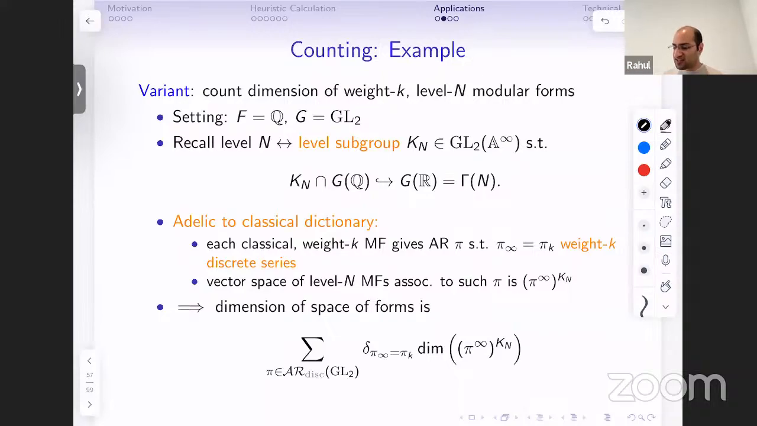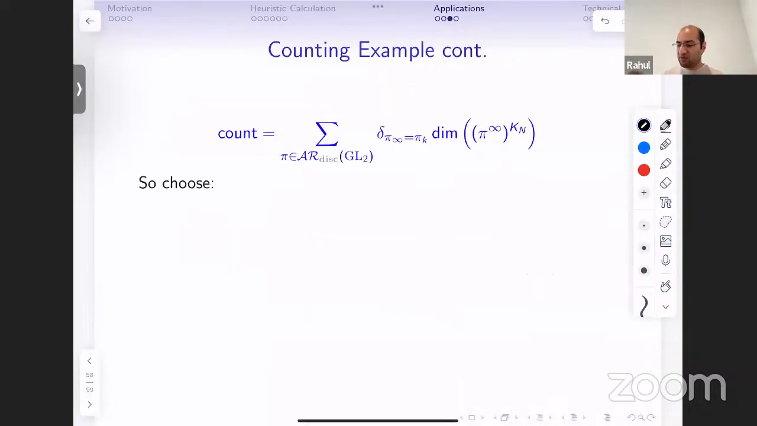So this is what we're trying to count when we're trying to count weight K level n modular forms. Okay, so now we know what we're trying to count. How do we get our test functions?